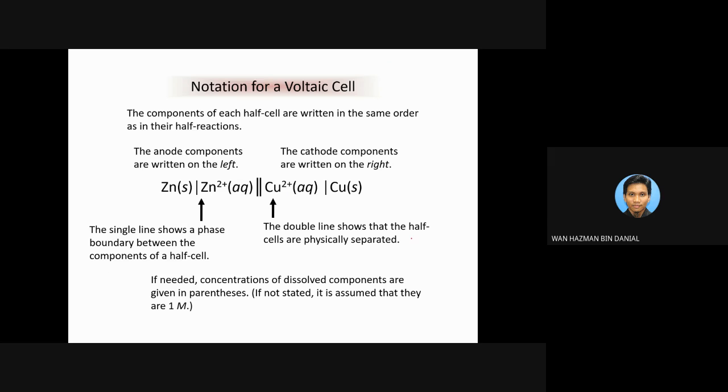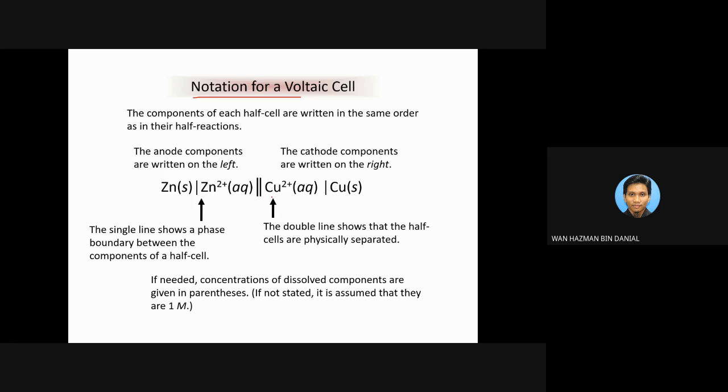Okay, and then notation for a voltaic cell. Kita ada juga notation, how we notation. The way is by writing the anode components on the left, macam tadi juga left, and the right is the cathode component. The single line shows a phase boundary between the components of the half cell. Kita ada solid dengan yang ni, and then kita ada copper ions and the copper solid.